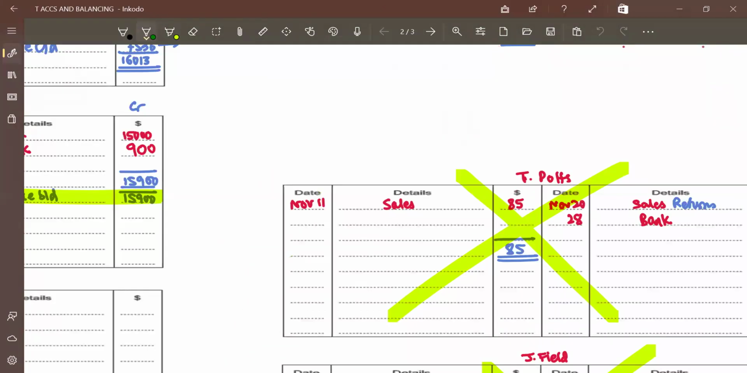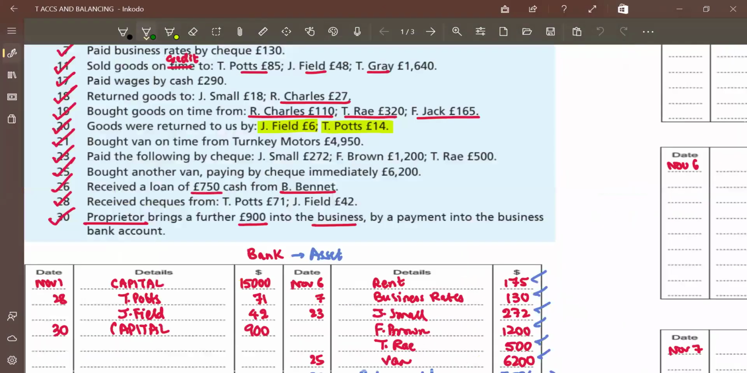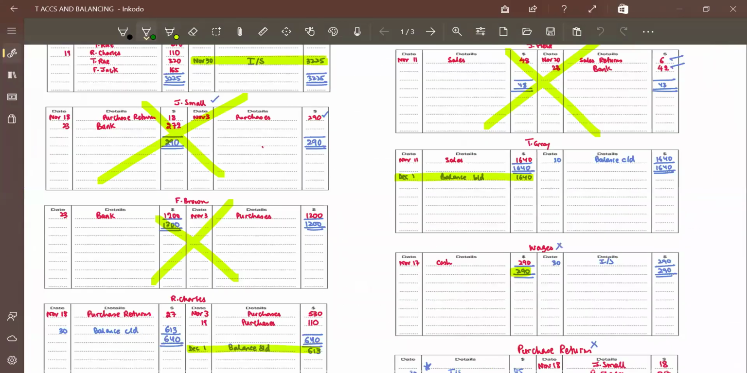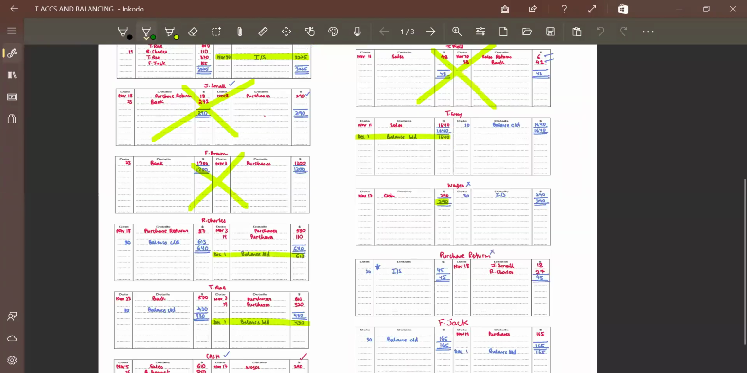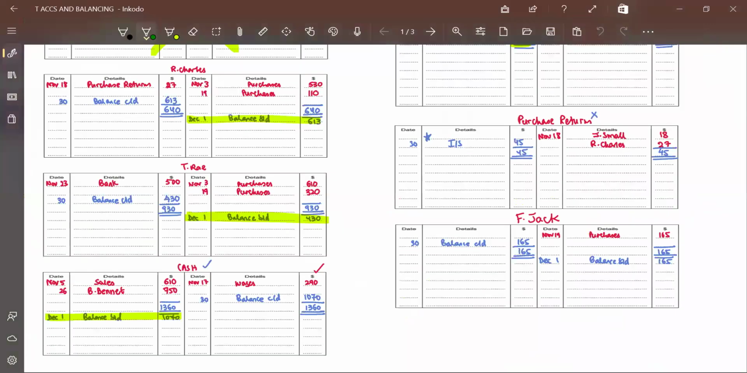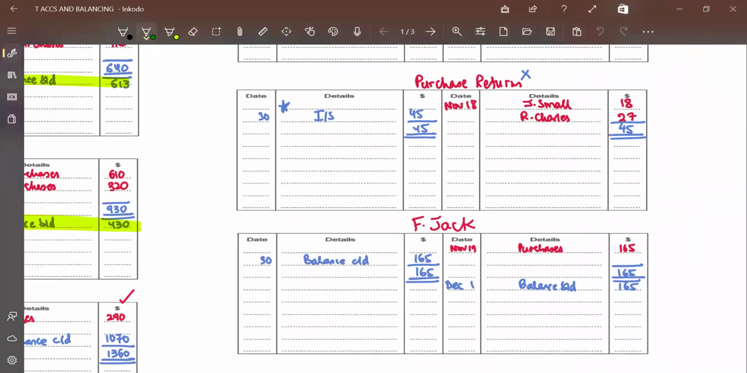The next T account is purchase returns and FJAC. Let's do all of these together. Purchase returns, the balance should not be carried forward. This is closed into the income statement. The total, however, is posted on the credit side. It's $45, and FJAC is a total of $165 on the credit side. So purchase returns 45, FJAC 165.